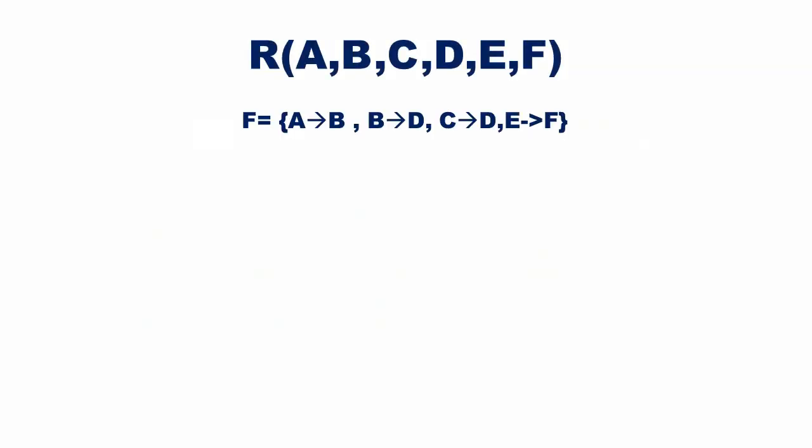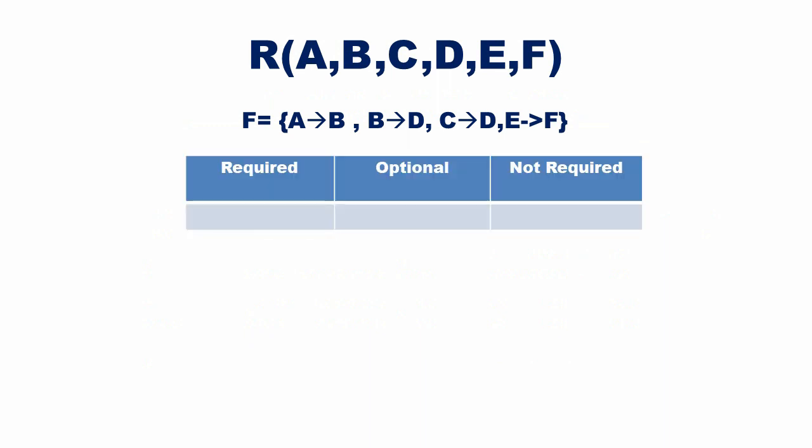Consider another relation with attributes A, B, C, D, E and F. A is required, B optional, C required, D not required, E required and F not required. A, C and E are required attributes. Find closure of ACE. ACE plus includes all the attributes of R. Hence, it is the only candidate key of R.